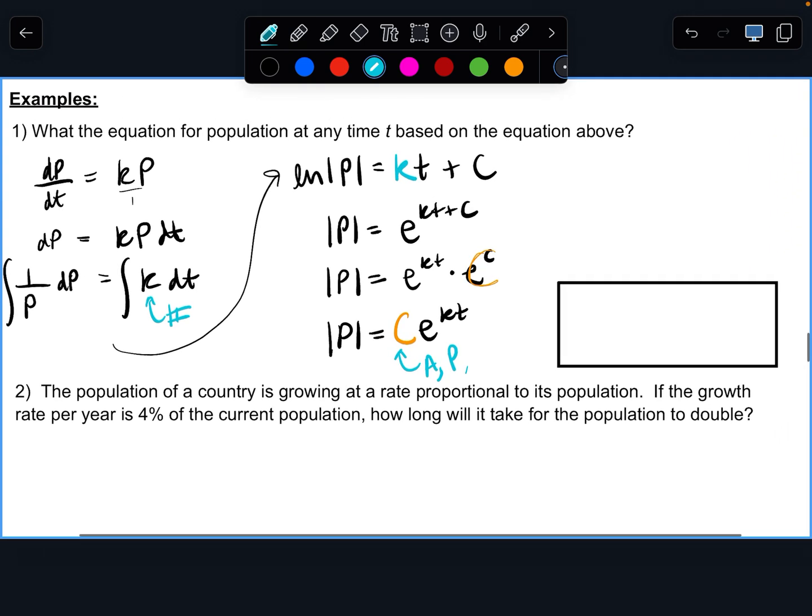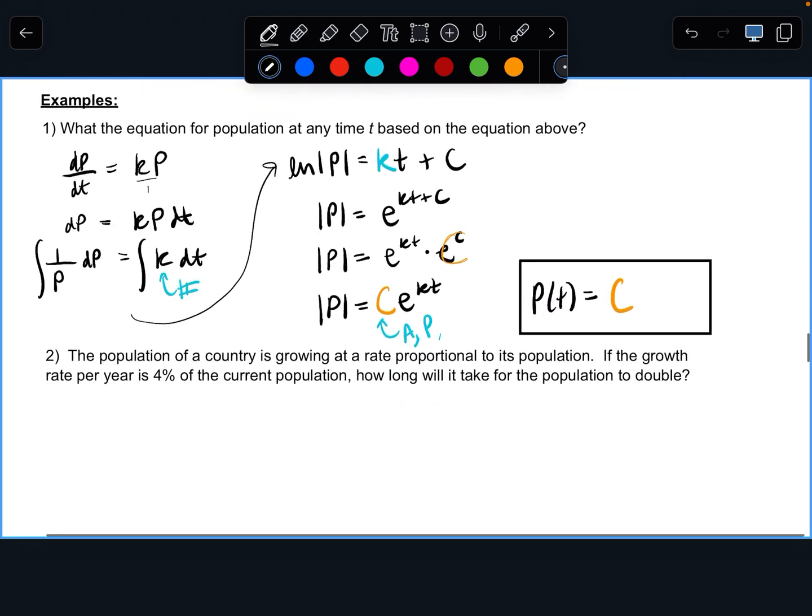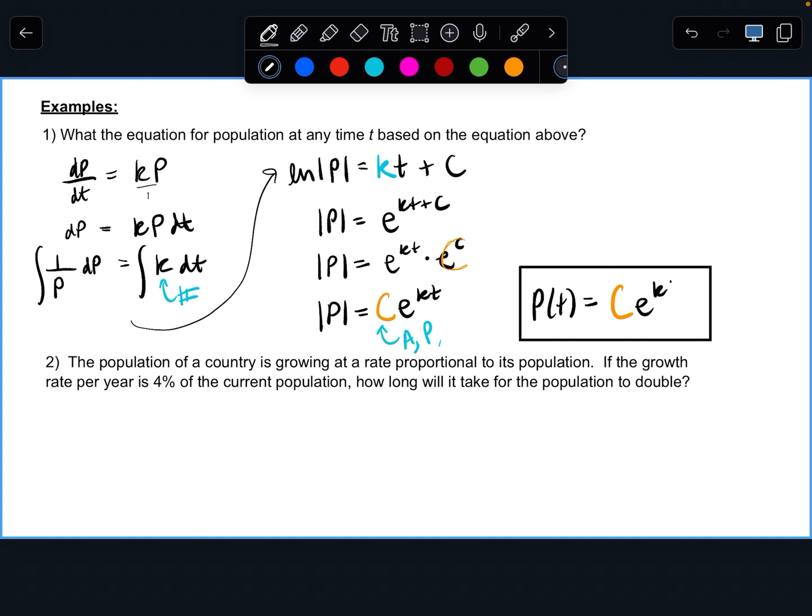Now, because we're dealing with population growth, we're not going to deal with a negative population. Like, you can't have negative people. Plus E is just exponential, it's just going to keep going up. So that C right there, we're going to assume is always positive. So then the formula, I'm going to write as P of T for the population, and then I guess I'll just use C, and then e to the kt.